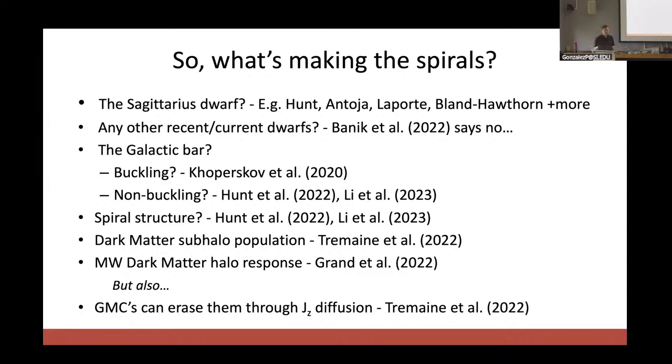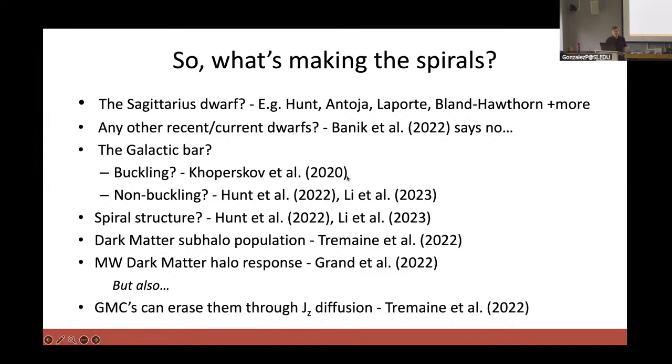Other options: could there be any other recent current dwarfs? Well, Uddipan Banik, now at the IAS, basically says no. The only other one that's large enough is the Magellanic Clouds, or the LMC specifically, but if it's on its first infall, it just doesn't have time to create the ripples and the winding of those phase spirals. In the future, it will, after the distortions to our disk start to wrap up, but we're not there yet, and everything else is too small.